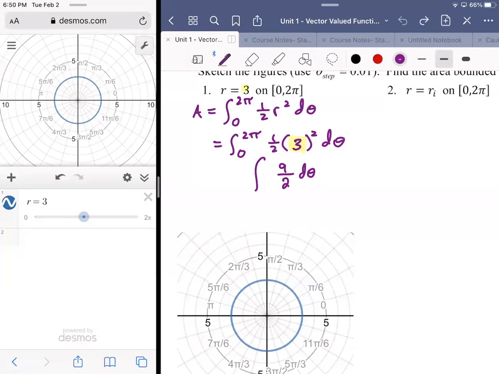My writing here is terrible. Oops. It's always terrible. I know. All right, so 9 halves theta over the interval where theta is going from 0 to 2 pi.